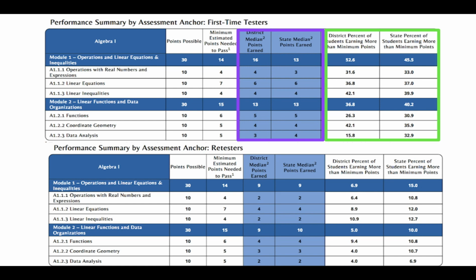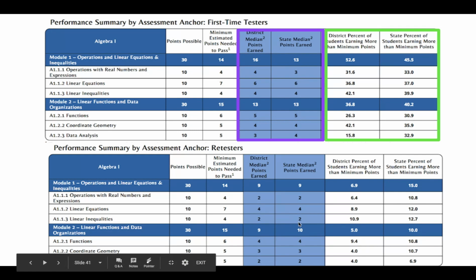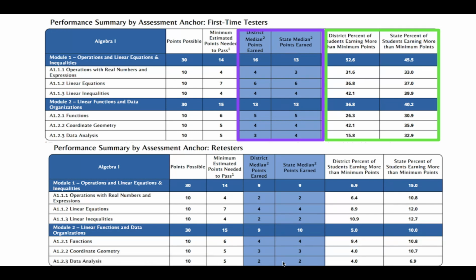So let's look at the district median points earned and the state median points earned in the purple box. So for first-time test takers, oh, look at that. They're actually scoring a little better than the state or the same as the state in all categories except for data analysis. And what if I looked directly below that purple box for the retesters? Well, they are also scoring the same district median points earned as the state median points earned in all categories. So that certainly is interesting.